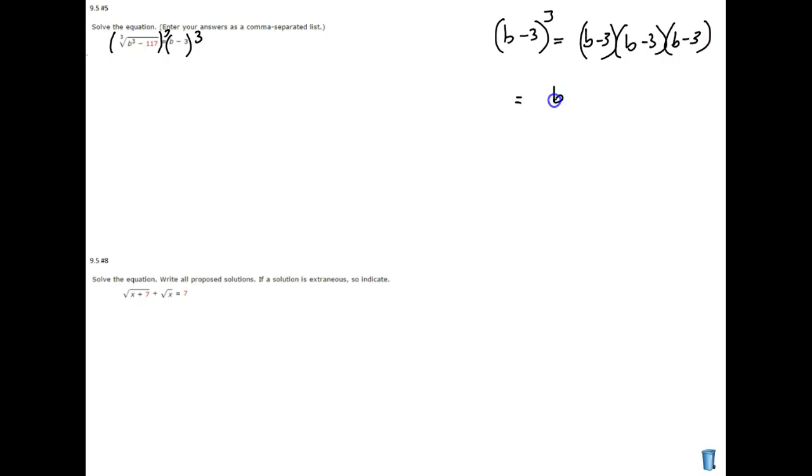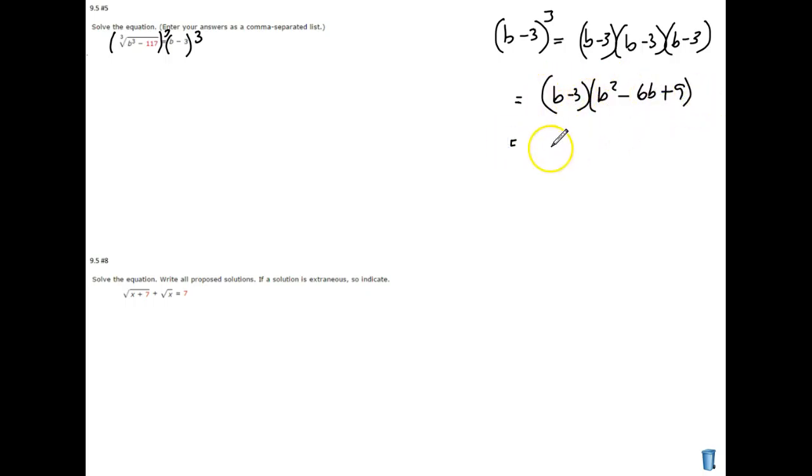Or b minus 3 times, when I FOIL or multiply this, I get b squared minus 3b, and a minus 3b becomes minus 6b. It's always challenging when b's and 6's are in the same problem. And then a plus 9.